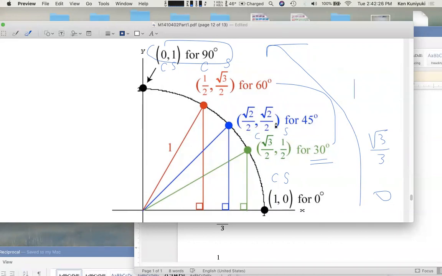Sine over cosine gives us 1. That's the slope of this blue line segment over here. Tangent of 60 degrees, this over this, that's root 3, which is about 1.7. Tangent of 90 degrees is undefined. It's kind of like infinity if you're coming in counterclockwise here.